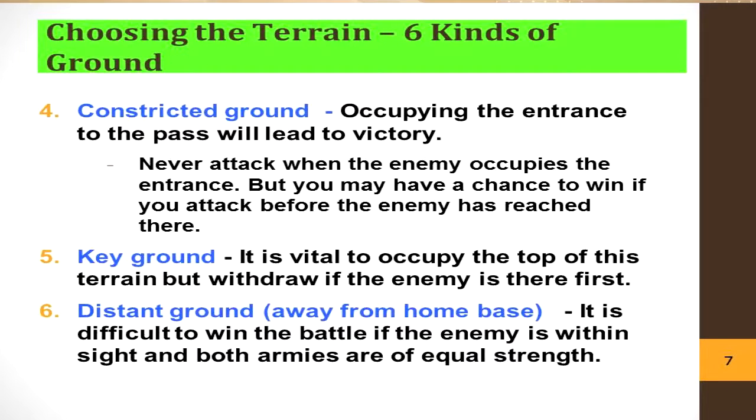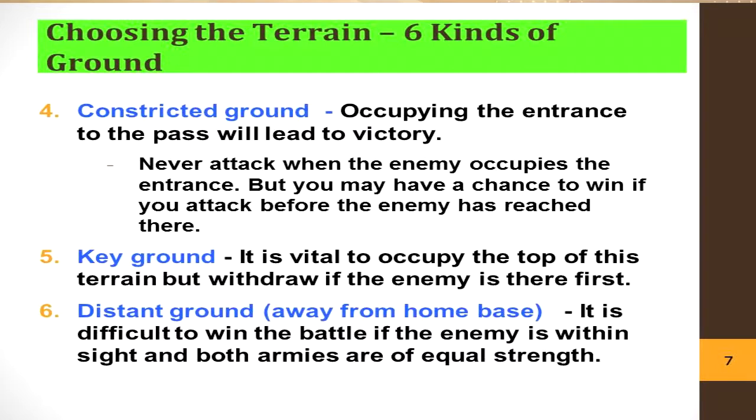Constricted ground. Under this ground, armies can win the battle only if they conquer the entrance of the ground. If the enemy tries to approach the entrance, then the armies can put up a fight before the enemies reach the ground.